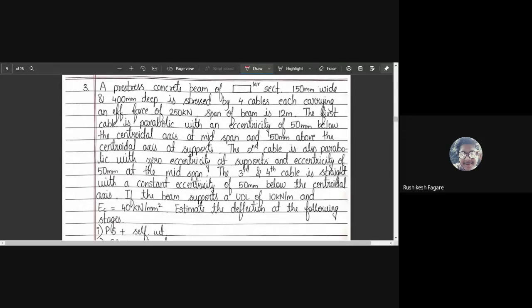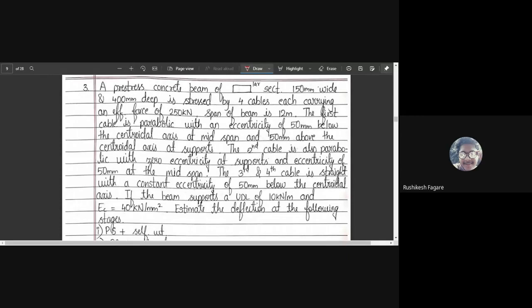A pre-stressed concrete beam of rectangular section 150 mm wide and 400 mm deep is stressed by 4 cables, each carrying an effective force of 250 kilonewton. Span of beam is 12 meter. The first cable is parabolic with an eccentricity of 50 mm below the centroid axis at midspan and 50 mm above the centroid axis at support. The second cable is also parabolic with zero eccentricity at support and eccentricity of 50 mm at the midspan.